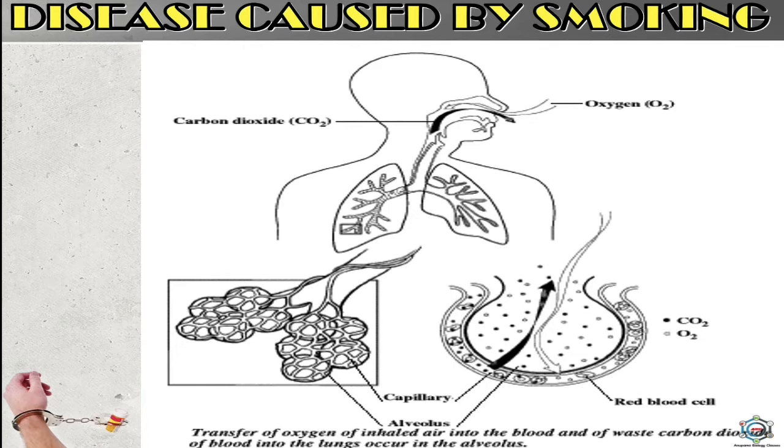What is vital capacity? Vital capacity measures the maximum amount of air that can be inhaled or exhaled during a respiratory cycle. It is the sum of the expiratory reserve volume, tidal volume, and inspiratory reserve volume. So, smoking reduces the vital capacity of the lungs and decreases the capacity for strenuous muscular activities.